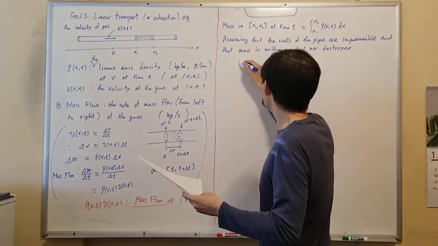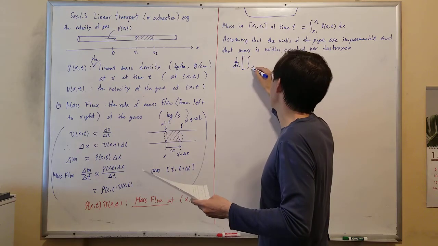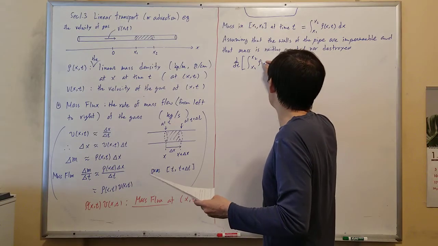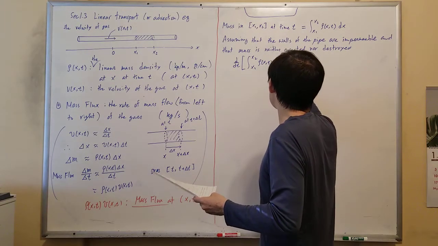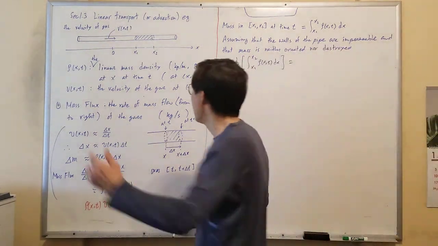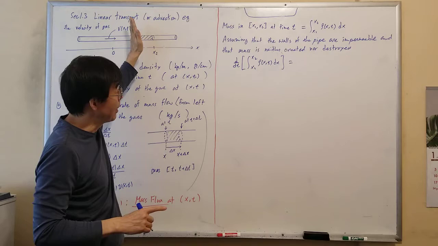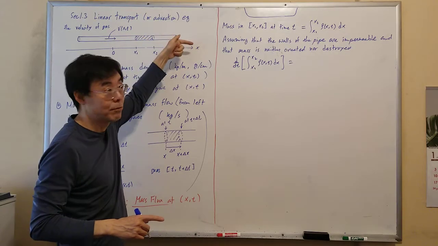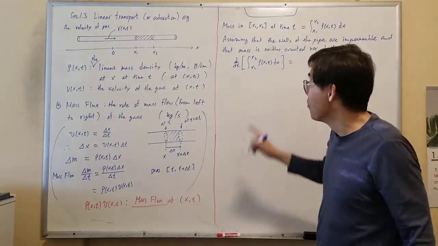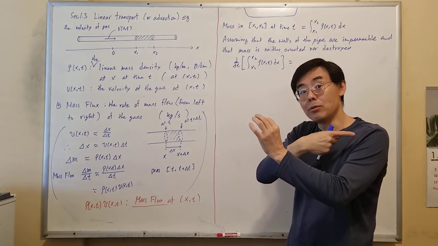Then, what is this? The rate of change of total mass in this little section of pipe. The rate of change will be solely dependent on how much you get in through this left-hand side cross-section per unit time, right? And how much goes out through this right-hand side cross-section, right? So mass flux: how much mass gets in per unit time, minus how much gets out, right?